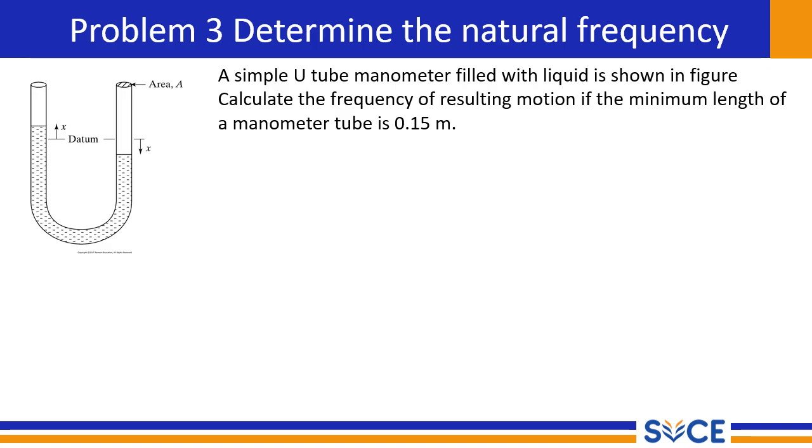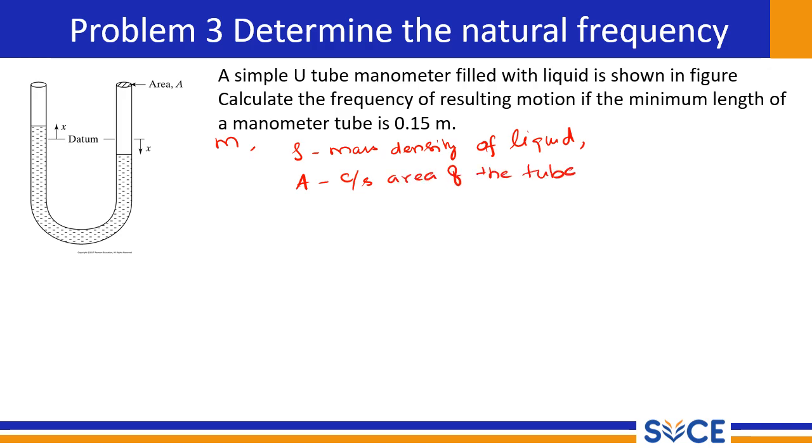M is the mass. Rho is nothing but the mass density of the liquid. Then the cross-sectional area of the tube is A. I am once again stating that A is nothing but the cross-sectional area of the tube. Now, what is the mass of the liquid column? Mass of the liquid column is nothing but density into area.